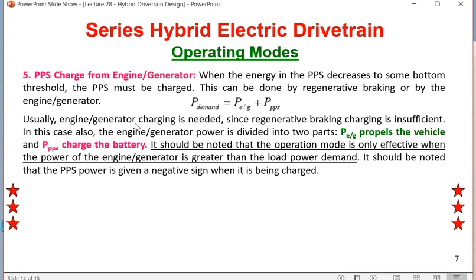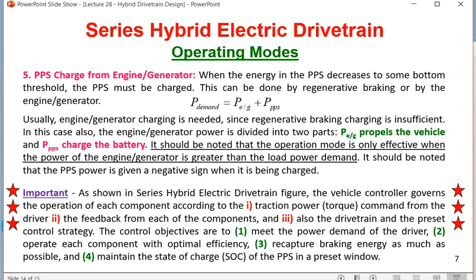It should be noted that the operation mode is only effective when the power of the engine generator is greater than the load power demand. That means the same thing: if the engine generator can produce 120 units of power, 100 units go for the driving of the vehicle, and 20 units go for charging the battery. Very important thing. So three points are mentioned here at the top. This is an important thing you have to remember, and this may be asked in the question.